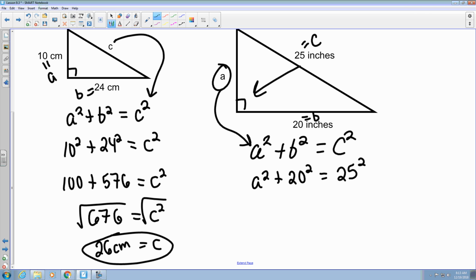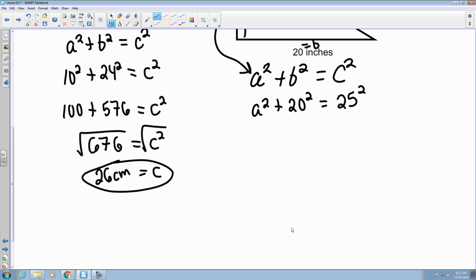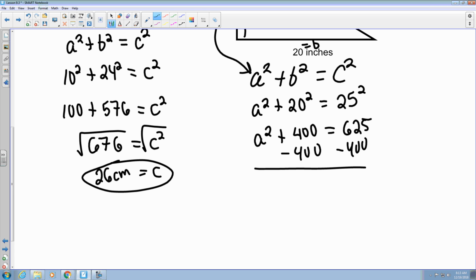All right, just like what we did in the previous example, we're going to take care of the squares. So I got a squared plus 20 squared is 400, and 25 squared is 625. All right, now in order to solve for a, we have to subtract 400 from both sides. So now I got a squared is equal to 225.